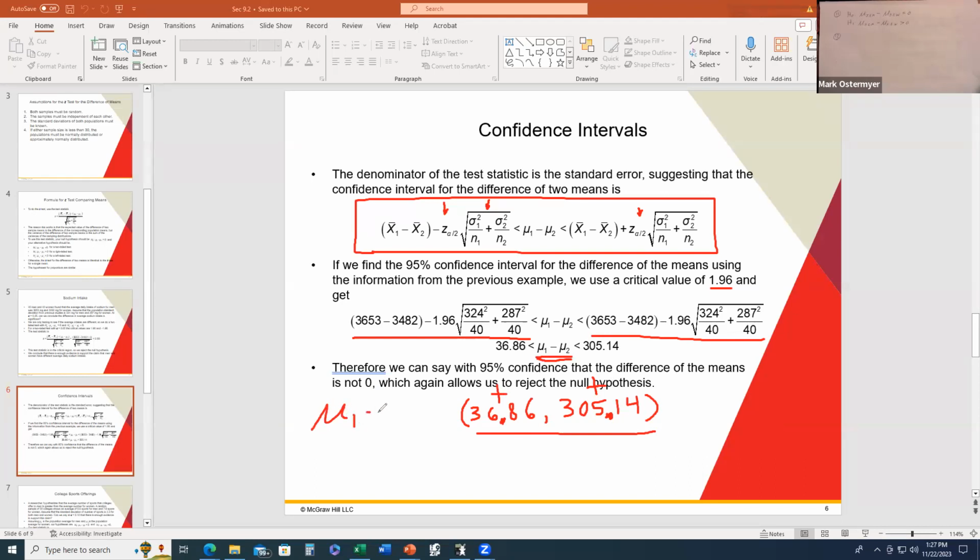In other words, we're 95% confident, ladies and gentlemen, that this difference lies in this interval. Do you agree? And because both endpoints are positive, that would indicate that which mean is larger? For men or women?